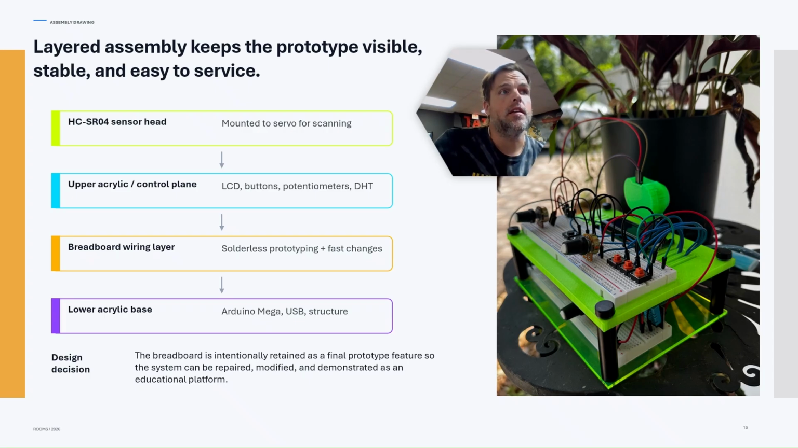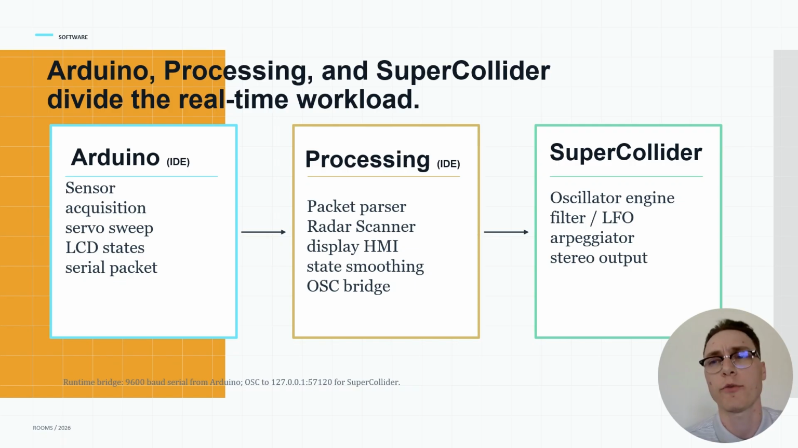The sensor head mounted to the servo for scanning is up top. That's mounted on top of the upper acrylic and control panel, where the LCD, buttons, and potentiometers are all housed. The breadboard wiring layer is underneath, and it is a solderless prototyping layer for fast changes. And the acrylic base on the bottom is what the Arduino Mega is mounted to, as well as the bottom breadboard.